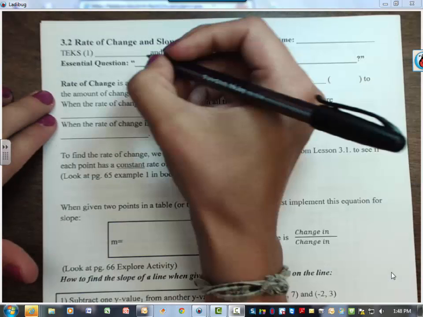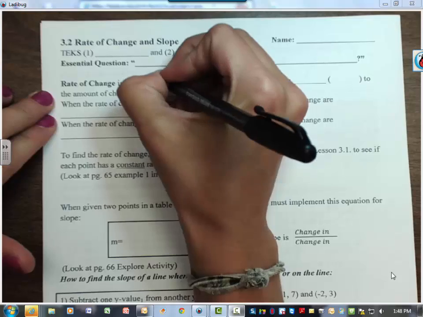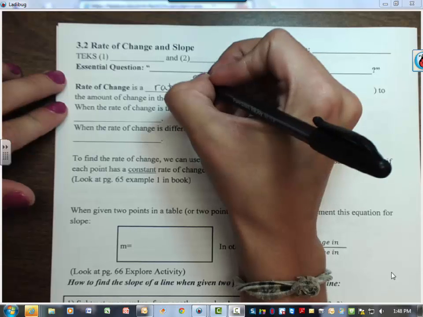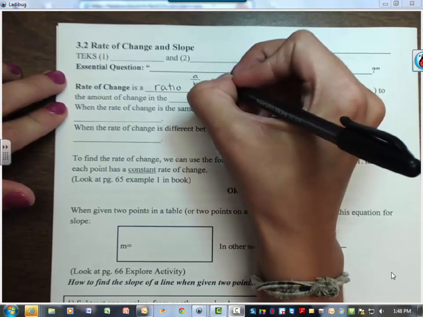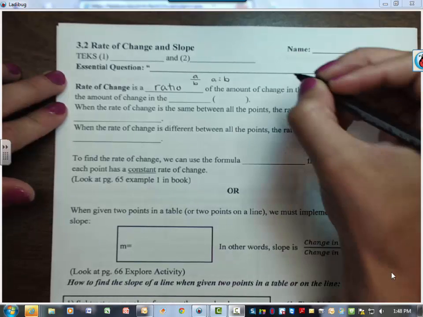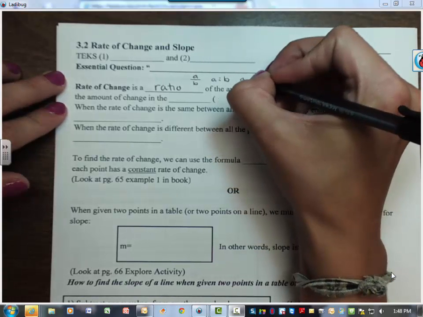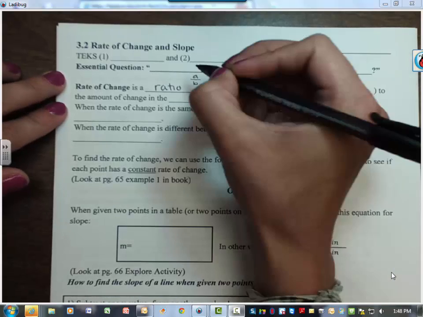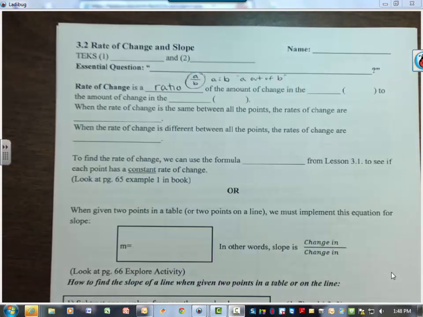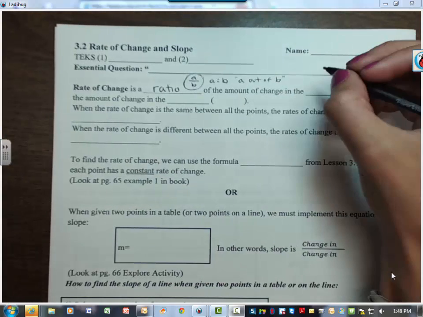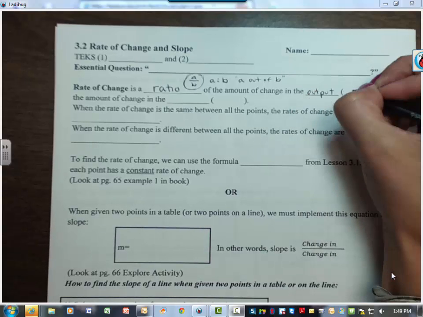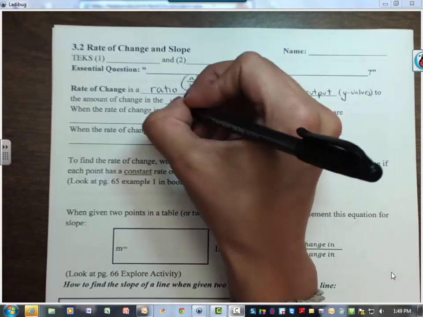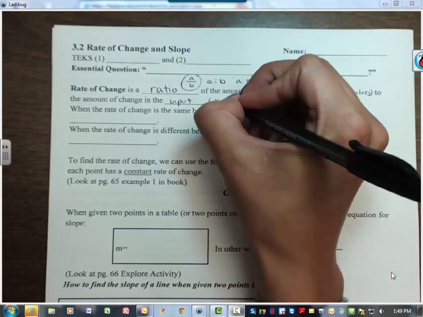the rate of change is a ratio, and I know you know what a ratio is. A ratio can be written in a couple of ways. It could be written as a fraction, so A over B. It could be A to B, or it could be A out of B. Those are three separate ways of writing a ratio. Today we're going to look at how it's written as a fraction. So the rate of change is a ratio of the amount of change in the output, which really just means our y values, to the amount of change in our input, which are x values.